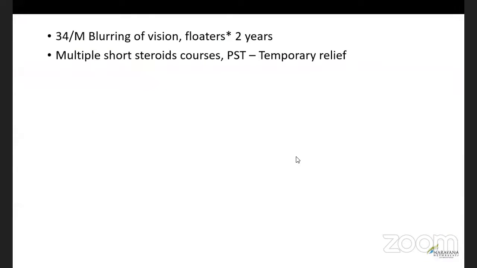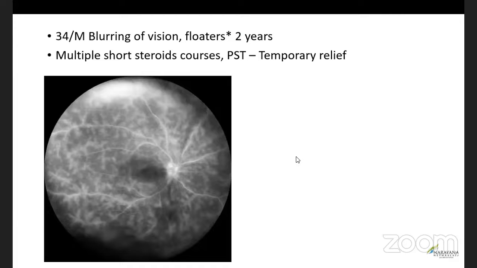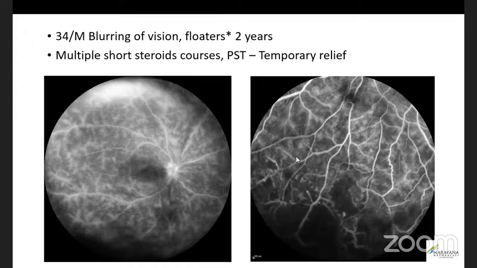So let us take a case example. A 34-year-old male complains of blurring of vision and floaters since the past 2 years. He received multiple short courses of steroid, including posterior subtenon injection, but only temporary relief. He had grade 2 vitritis, and this is how the angiography looks. There is diffuse perivascular leakage, and in the periphery you can see the CNP areas suggestive of vasculitis.